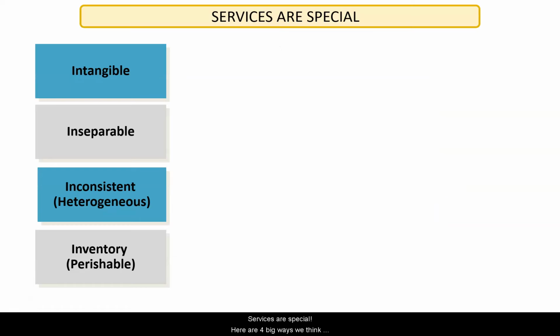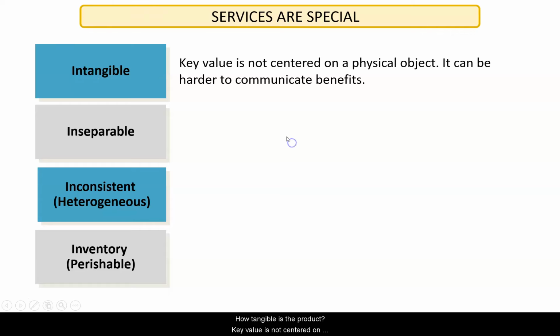So services are special. Here are 4 big ways we think of services as different than goods. So number 1, intangible. How tangible is the product? Key value is not centered on a physical object for a service. Instead, they cannot be touched, seen, tasted, heard, or felt in the same way as a good. However, tangible cues can be used to communicate a service's quality and nature instead. Facilities are a critical tangible part of a service experience.